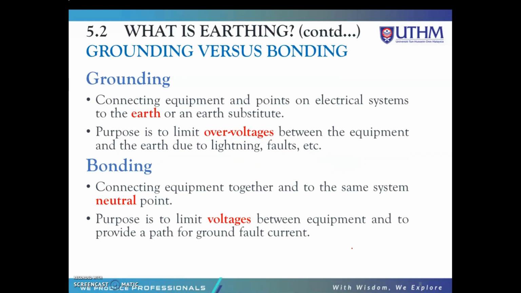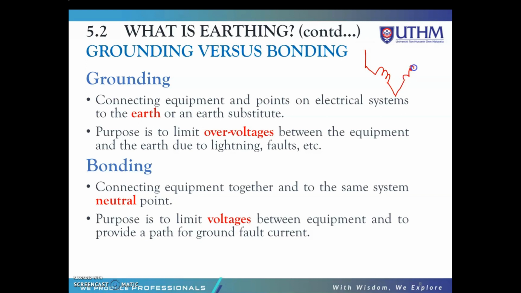And then we also have to differentiate between grounding versus bonding. Grounding is connecting the equipment and points on the electrical system to the earth or an earth substitute. For instance, if we look at the generator or the alternator, the neutral point of this generator or alternator, we connect it to the earth. So this is called grounding.